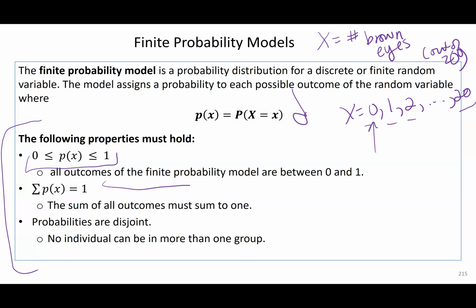So if I add the probability that 0 people have brown eyes, that 1 person, that 2, that 3, all the way through 20, all of those probabilities will add to 1.